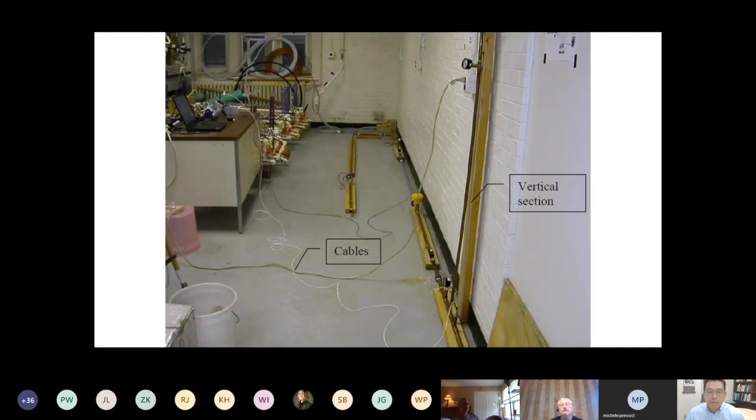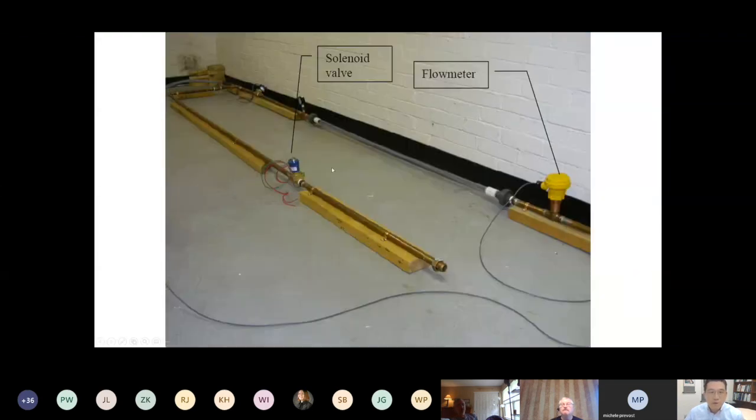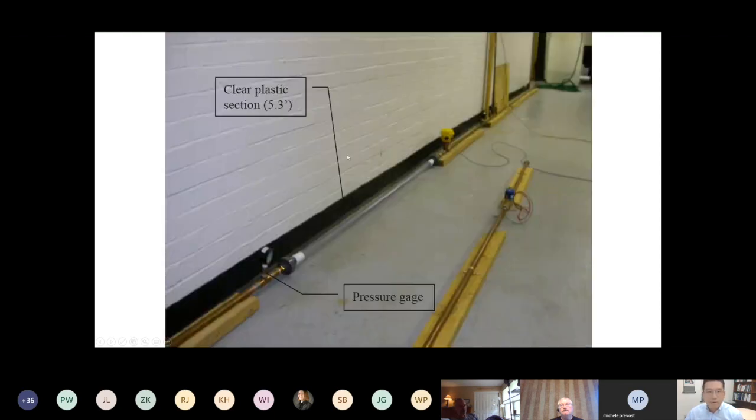We built the experiment to simulate the hydraulic transient that can happen at a service line. This shows the vertical section cables we built in the lab. This shows the solenoid valve tree to simulate sudden closure and sudden opening of the valve, the flow meter, and also the clear plastic pipe section to video record the possible cavitation, including gaseous cavitation and vaporous cavitation inside the pipeline.